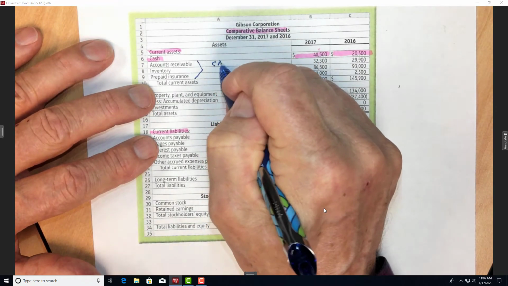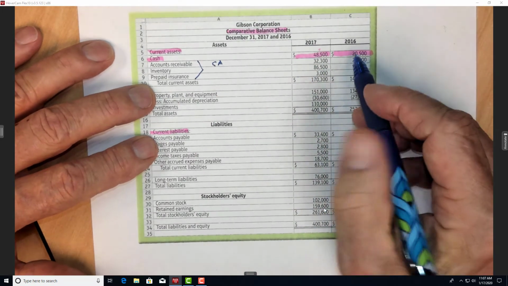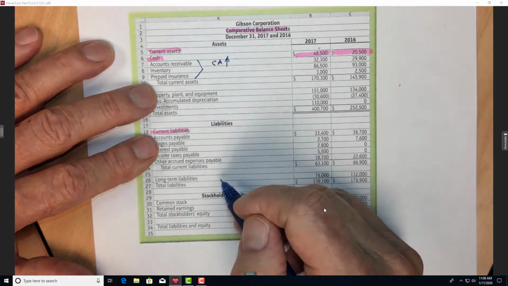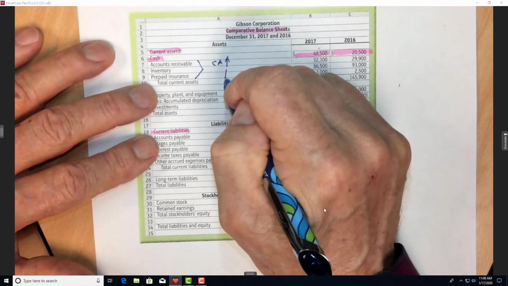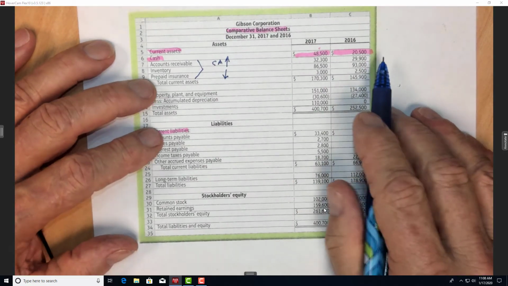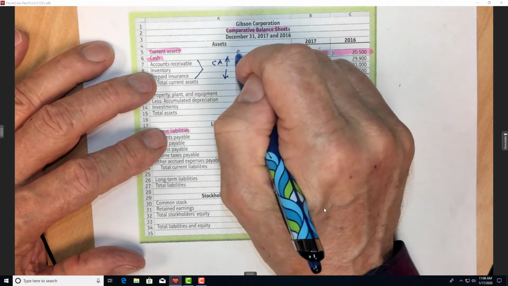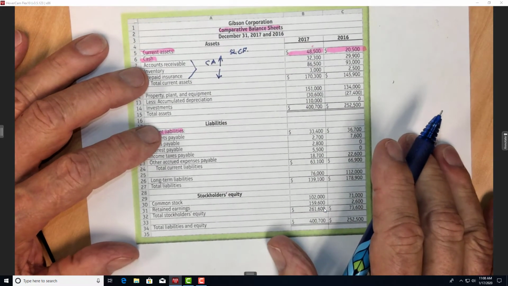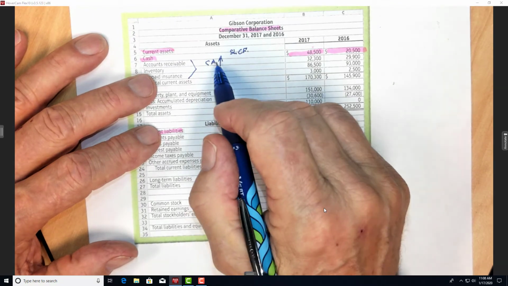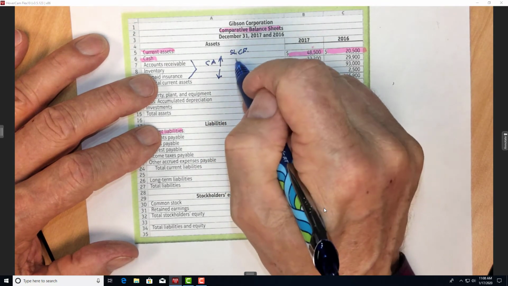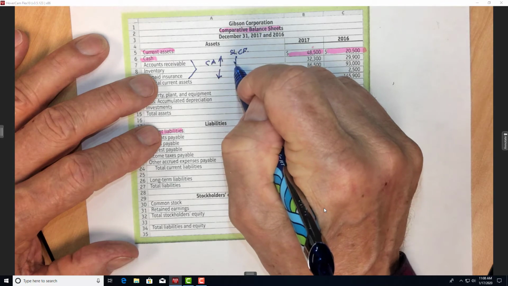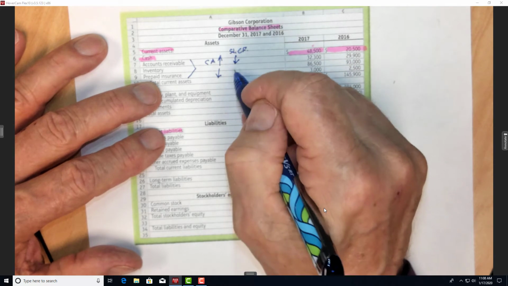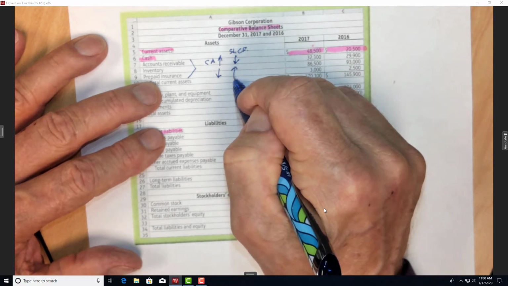And let me give you a little roadmap. Current assets, between the prior year and the current year, can either go up or they can go down. What happens in the statement of cash flows is an inverse relationship. So if the current assets go up, in the statement of cash flows the amount is going to go down, and if the current assets go down, in the statement of cash flows they're going to go up.